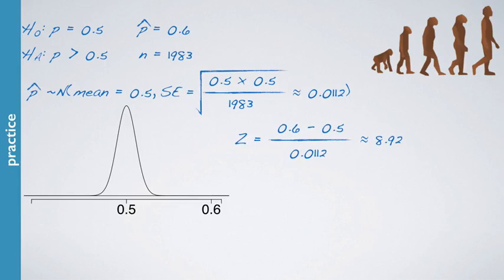That's a pretty high test statistic if you think about it, because it's much farther than 3 standard deviations away from the mean. So the p-value, which is going to be the area under the z-curve beyond 8.92, is going to be almost 0. With such a small p-value, the conclusion is going to be to reject the null hypothesis.